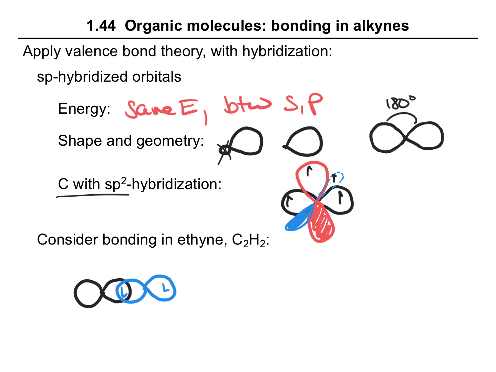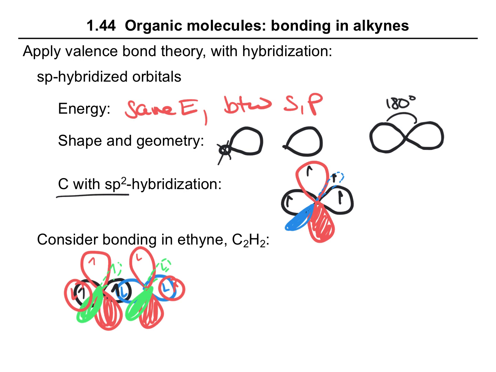This one is half filled, and these are also half filled. In addition to the sp orbitals, we have a p orbital over here, and we have a p orbital going behind and in front, with 1 electron in each of these and 1 electron in each of these. And then finally, we have a hydrogen s and another hydrogen s.